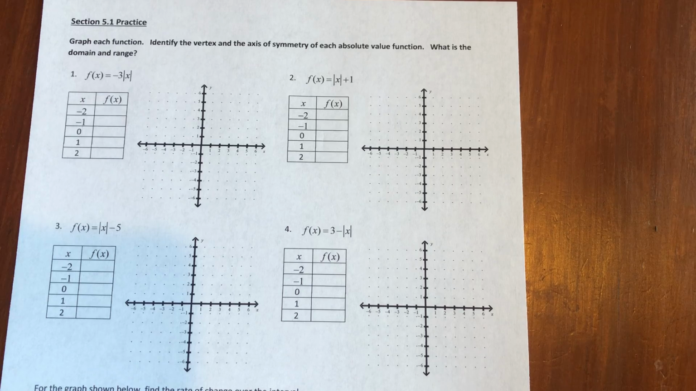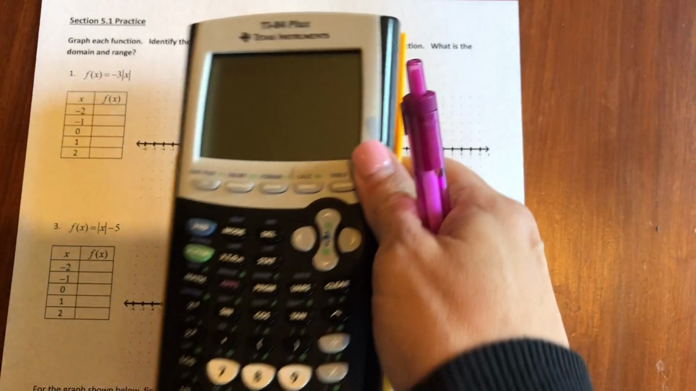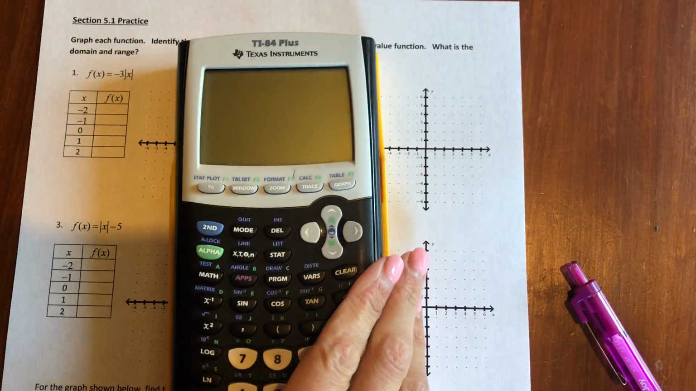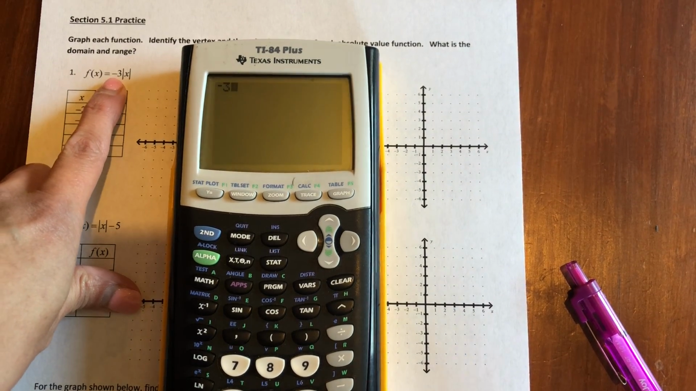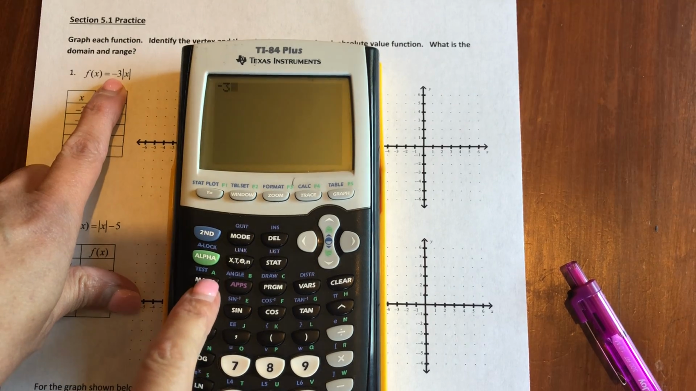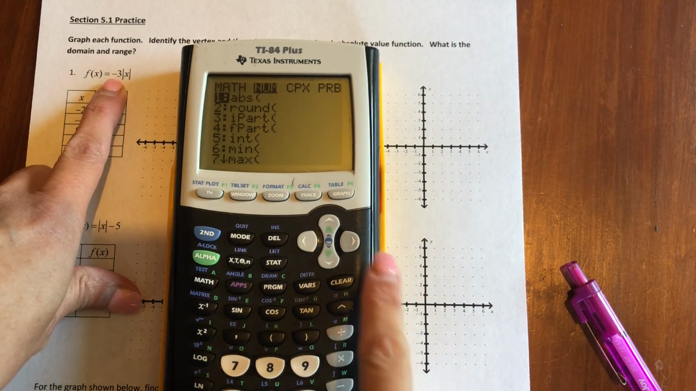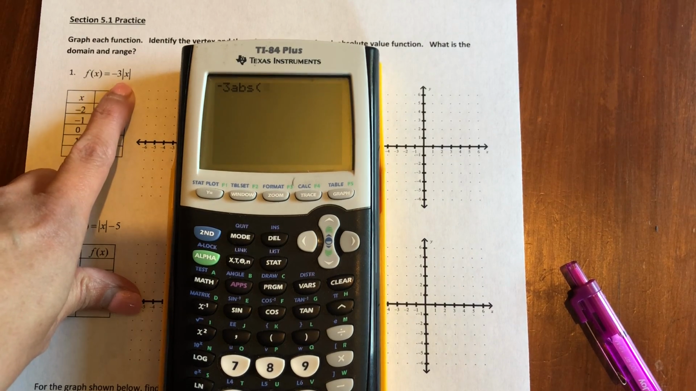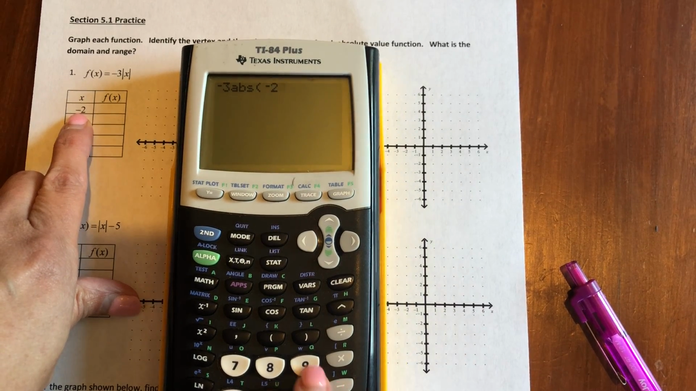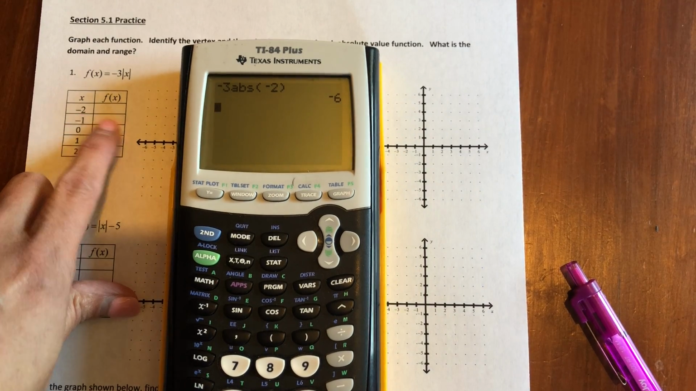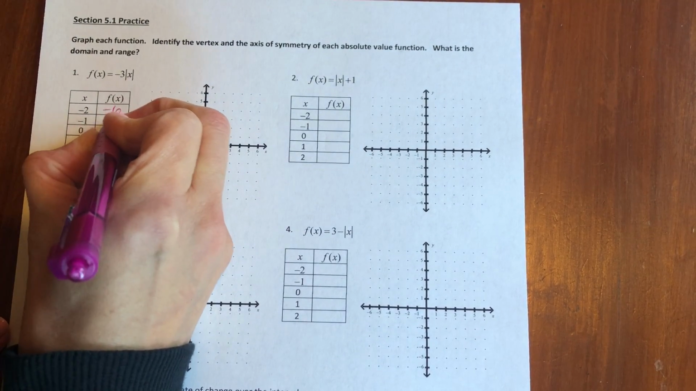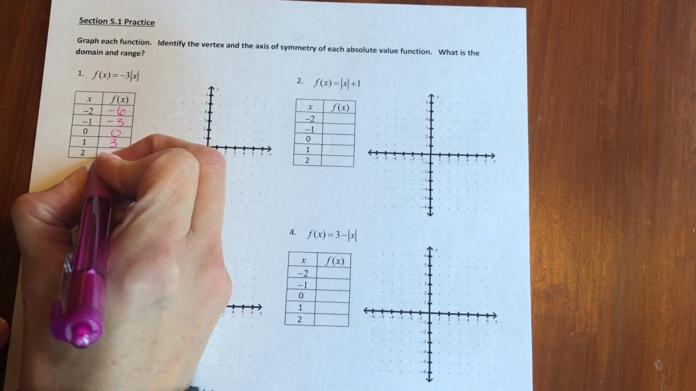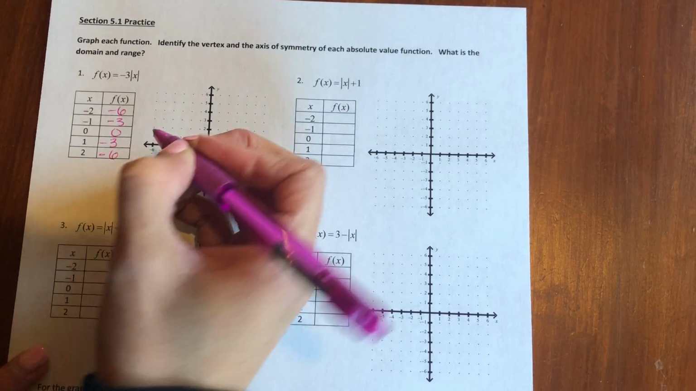All right, let's check this, see how you did. So quick review of the calculator here. To find absolute value, so I'm going to do -3. Absolute value, you go math, over, enter, and then put in your value, enter, and you get your answer. I'm going to go ahead and fill in this chart because you've already done this on your own. And then you would graph it.